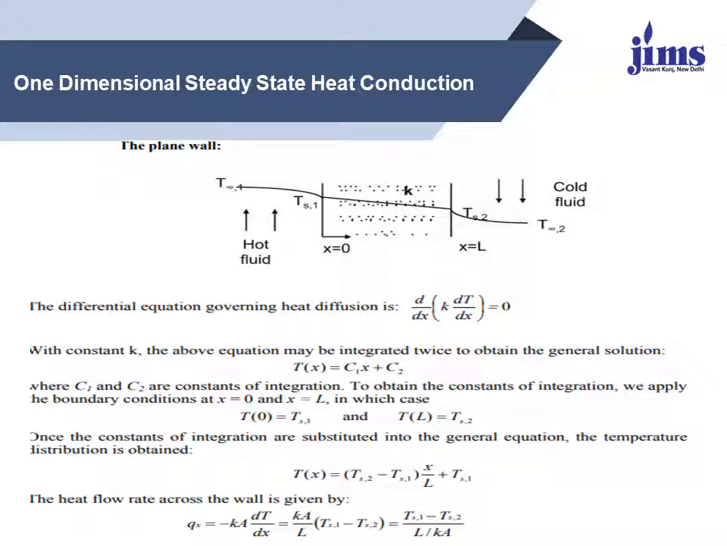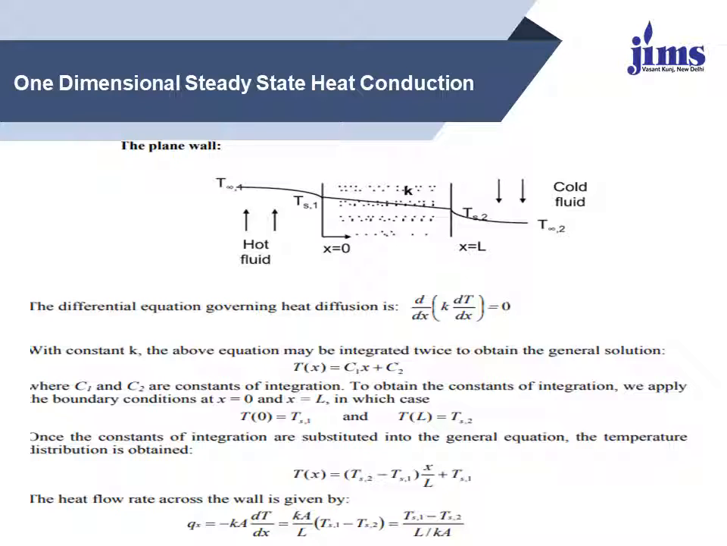So the differential equation of heat diffusion is d/dx of k dT/dx equal to 0. So differentiate this equation with a constant k. The above equation may be integrated twice to obtain the general solution. So the final general solution is T(x) equal to C1x plus C2, where C1 and C2 are the constants, and for calculating the values of C1 and C2 we apply the boundary conditions.